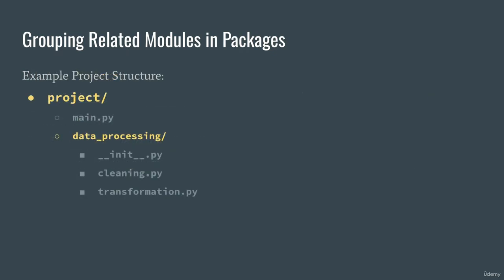In this example, you have a project folder with a main file, which handles the core logic. Inside the data processing folder, you have an init file to mark it as a package, along with 2 modules, cleaning and transformation, which handle specific tasks related to data processing. Of course, in a real project we would have other modules as well, but I omitted that for simplicity.